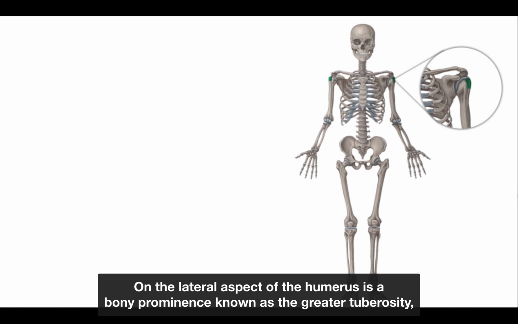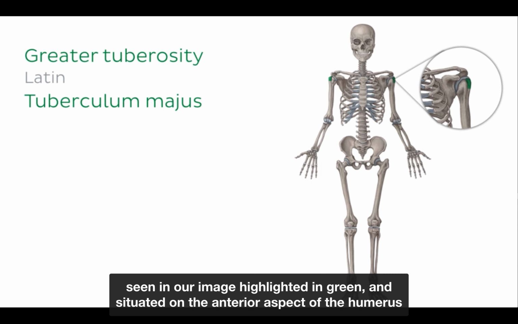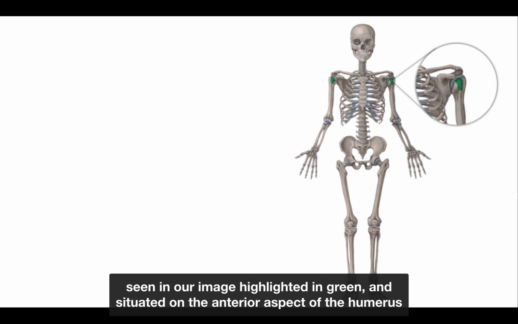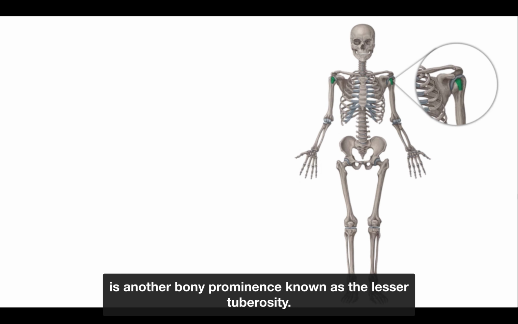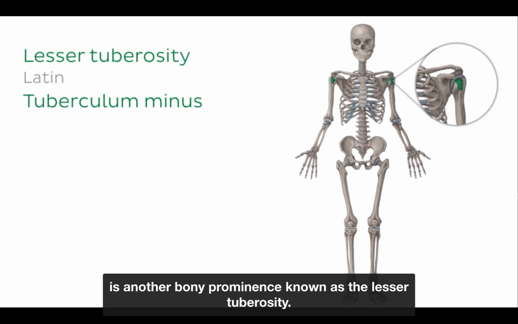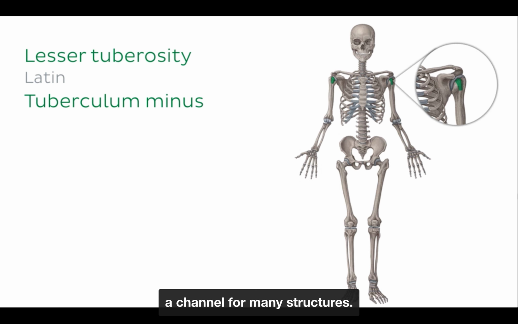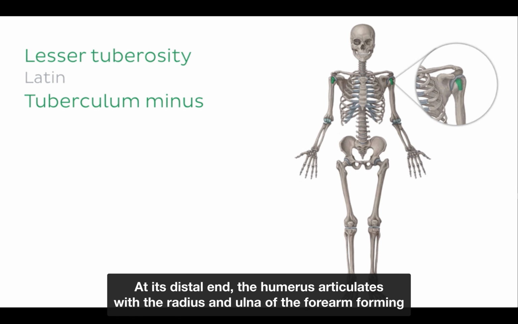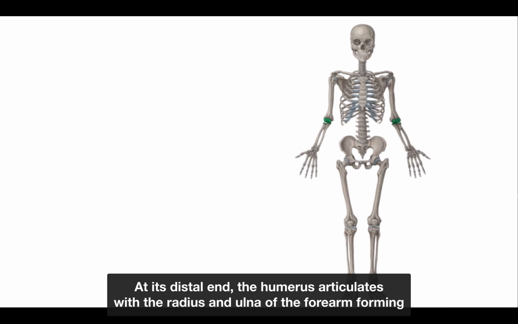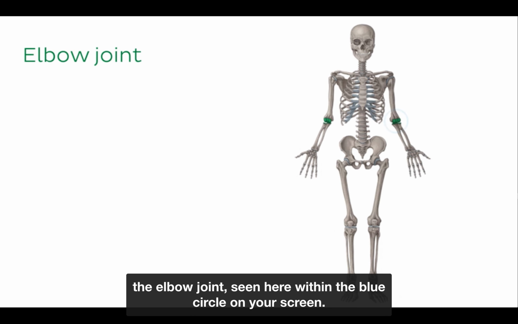On the lateral aspect of the humerus is a bony prominence known as the greater tuberosity, seen in our image highlighted in green. And situated on the anterior aspect of the humerus is another bony prominence known as the lesser tuberosity. Between these tuberosities lies a deep groove called the intertubercular sulcus, which provides a channel for many structures. At its distal end, the humerus articulates with the radius and ulna of the forearm, forming the elbow joint, seen here within the blue circle on your screen.